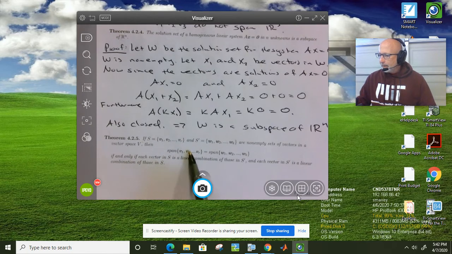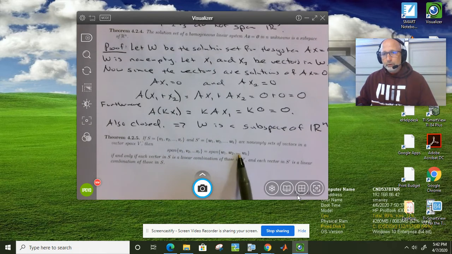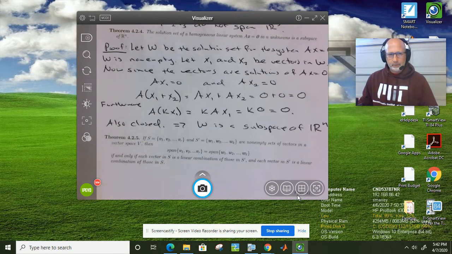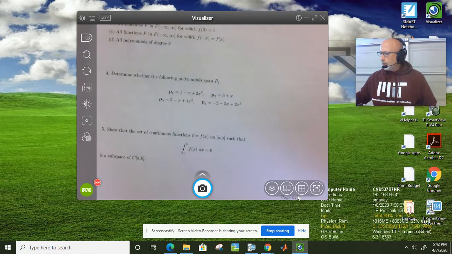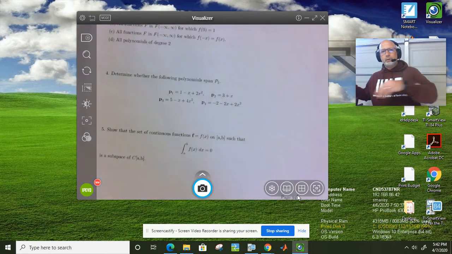So these spans will be equal to each other if and only if each vector in S is a linear combination of those in S prime, and each vector in S prime is a linear combination of those in S. Okay, so it shows us the power of it, that it will span it if they can be written as linear combinations of each other. Okay, and then we are done with section 4.2.